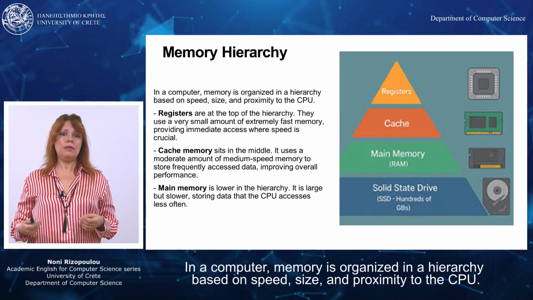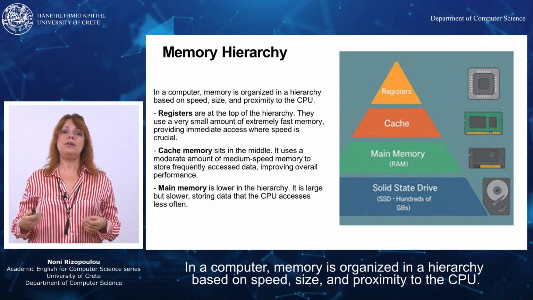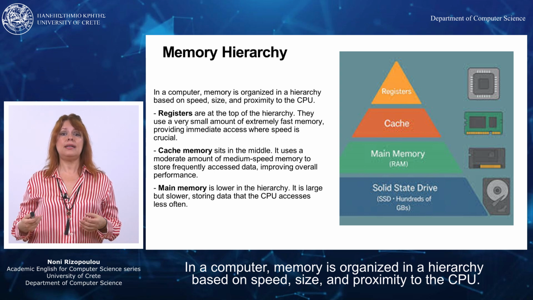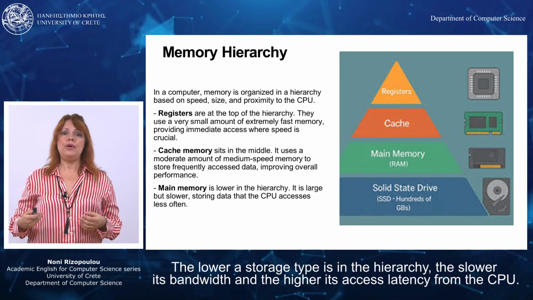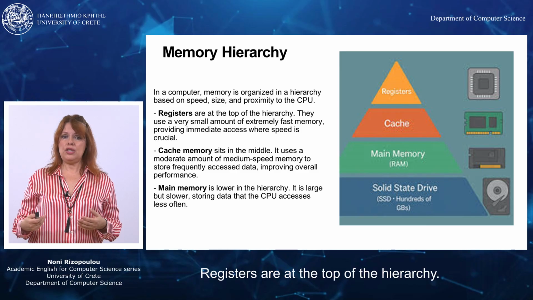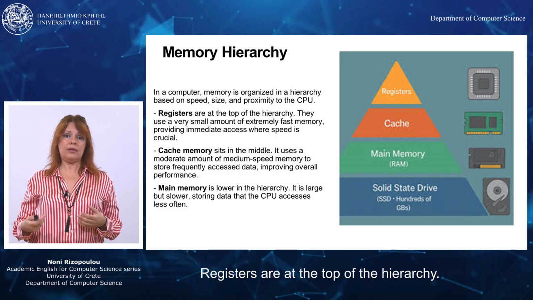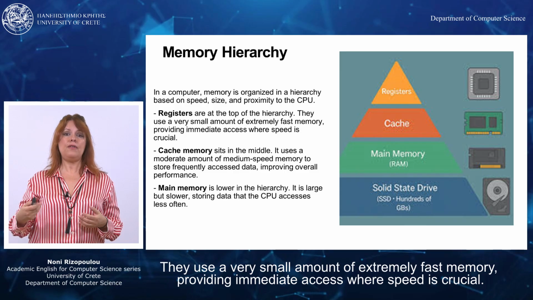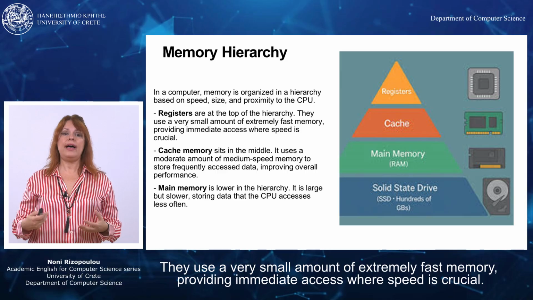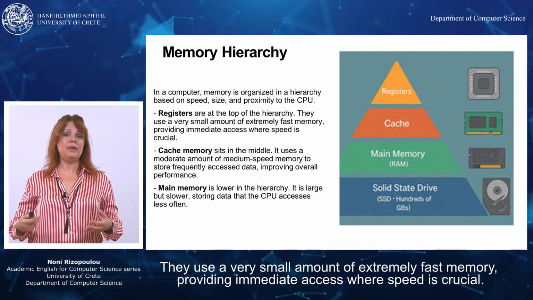In a computer, memory is organized in a hierarchy based on speed, size, and proximity to the CPU. The lower a storage type is in the hierarchy, the slower its bandwidth and the higher its access latency from the CPU. Registers are at the top of the hierarchy. They use a very small amount of extremely fast memory, providing immediate access where speed is crucial.